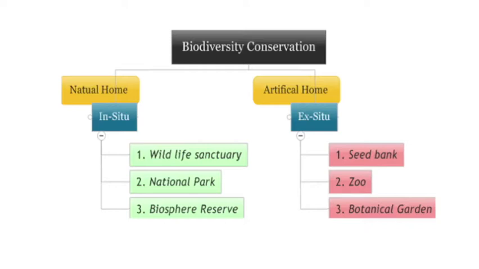We have that endemic clouded leopard and hornbill, which are species confined only to our place. So the government tries to protect all these animals and birds and plants. And we have around 14 biosphere reserves, 19 national parks, and 448 wildlife sanctuaries.